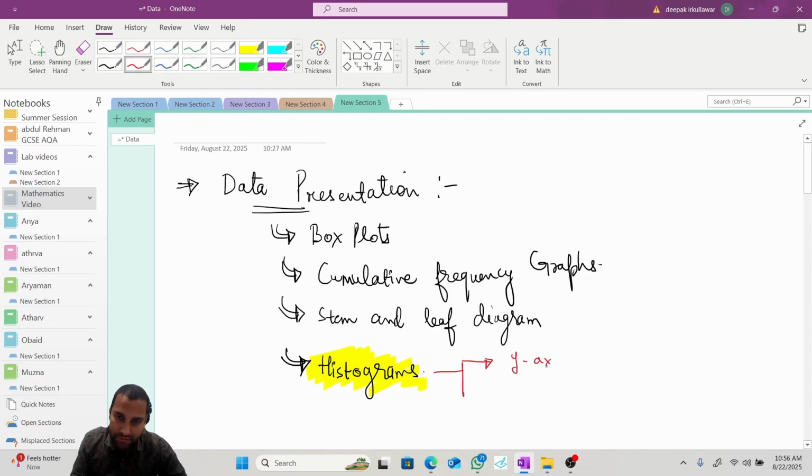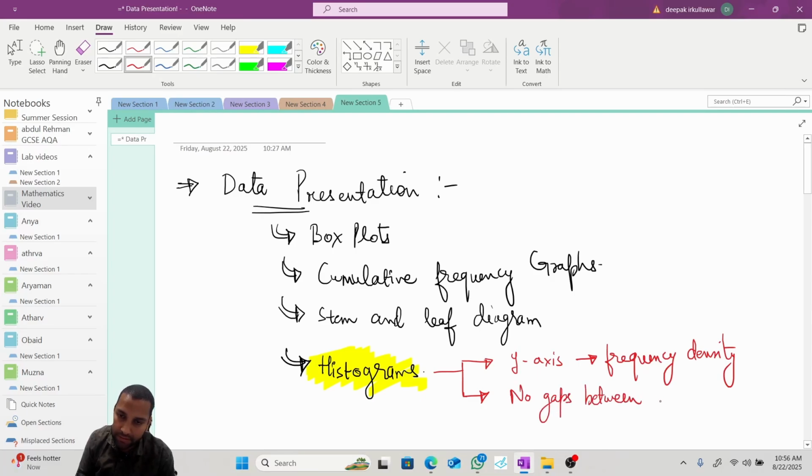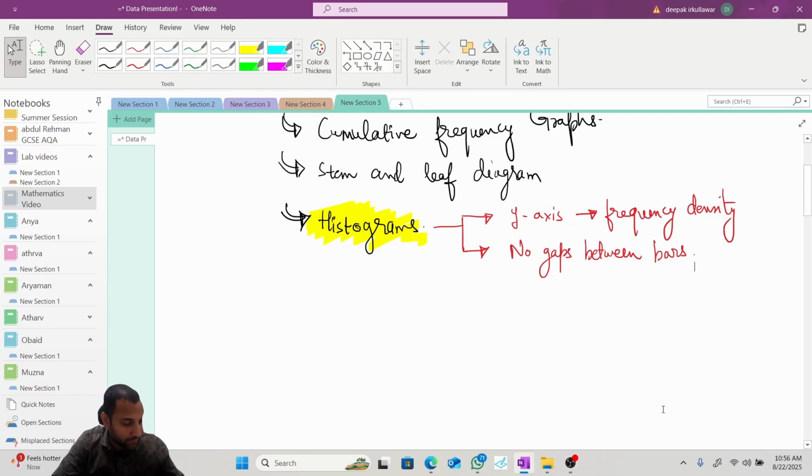So, what does the y-axis in a histogram represent? It represents frequency density. Always try to note whatever I am telling you during the class, so that when you go back to solve questions, this will be helpful. Also, there would be no gaps between bars. These are a few basic things you should know about histograms. There are many more things which we will discuss one by one.